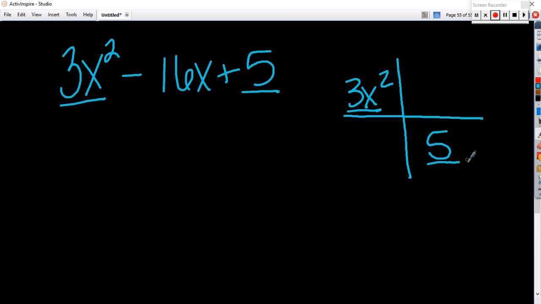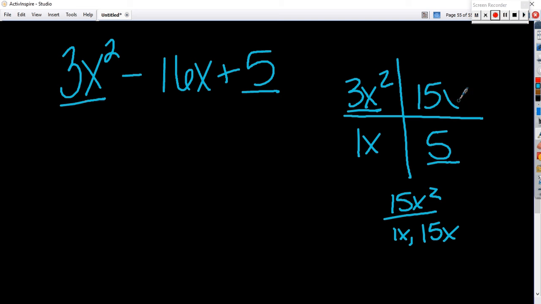Multiply those two together. That's 15. Now tell me 2 things with the same sign that multiply to 15 but add to 16. 1 and 15. Does everybody agree? I think they're supposed to be negative 16. Since they're both the same sign, you don't have to put the negative on them here. We'll just throw negative in the middle on both of them when we're done.